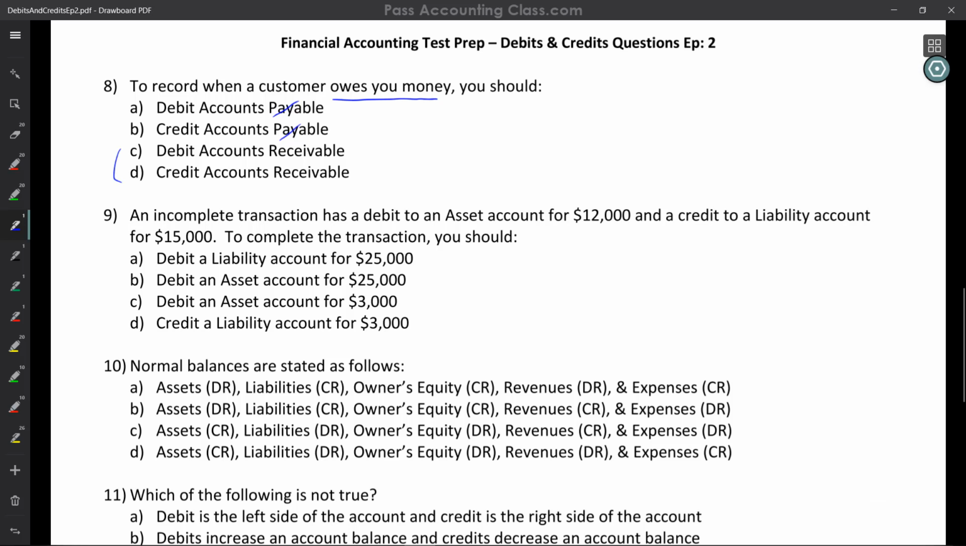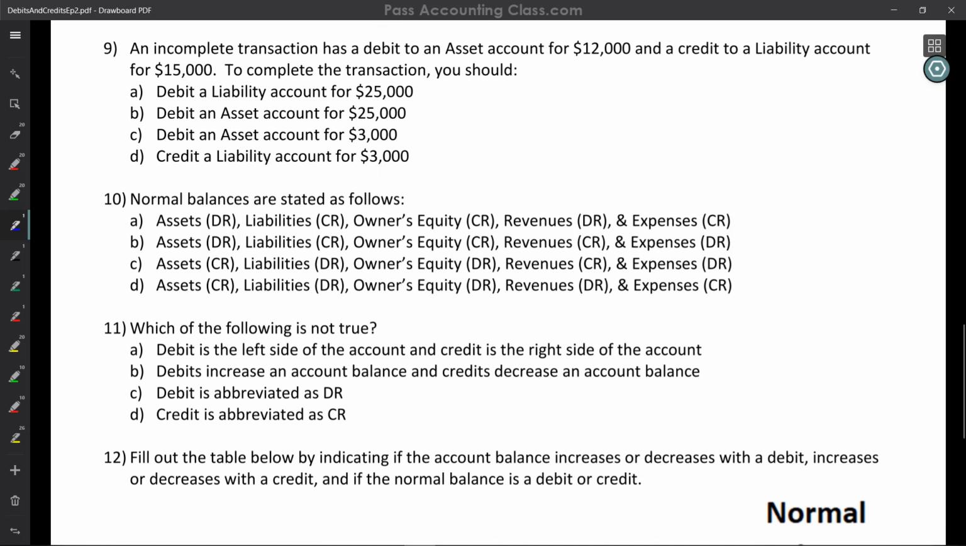And if somebody owes us money, like I said, that's an asset, and our balance went up. So in order to increase the balance of an asset account, we need to debit our asset account. So we're going to debit our asset account, and in this instance, accounts receivable, that represents money that somebody owes us, and we're going to increase that, so we need C, debit accounts receivable.